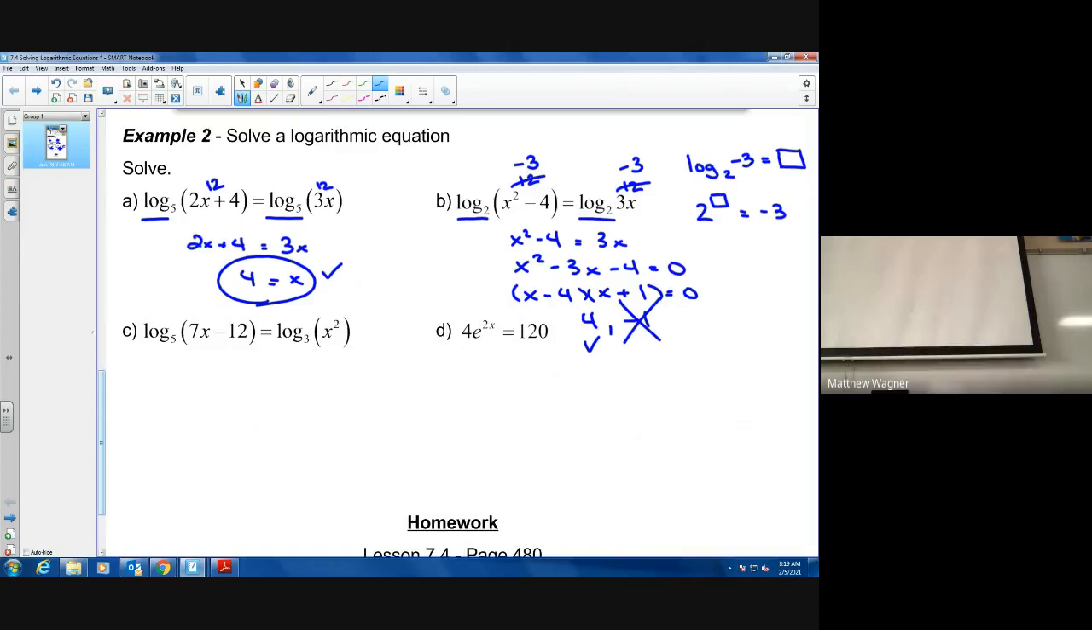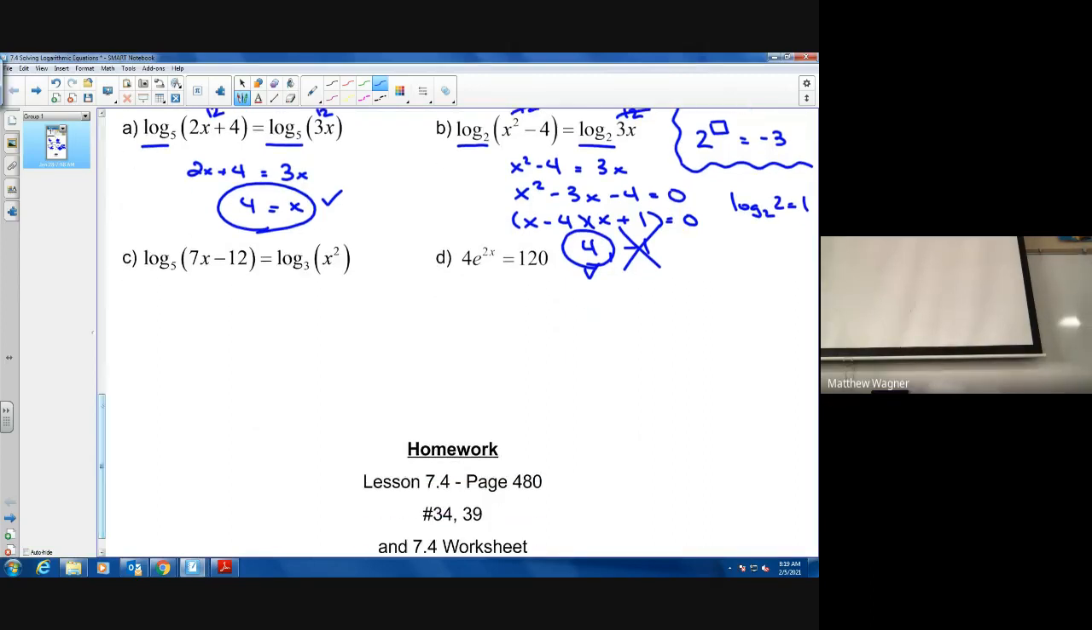Okay? So again, super important, this idea. We cannot log negatives and we can't log 0. We can log 1, because remember, log base 2 of 2 is 1. 2 to the first is 2. We can log 1. We can't log 0. And we can't log negative numbers. So really important to keep that in mind today as you're checking your answers. Some will work and some will not.